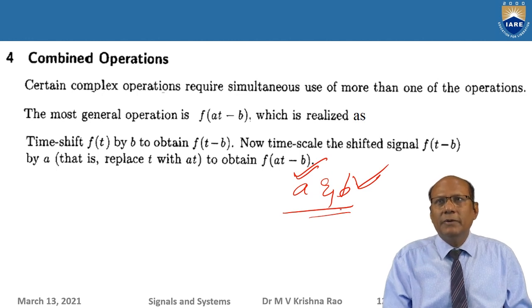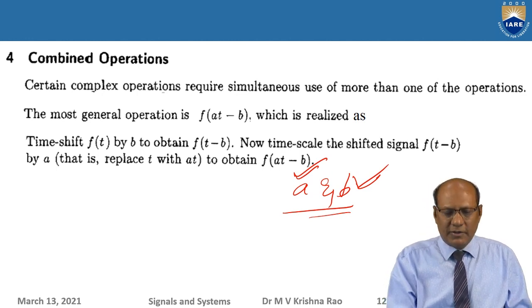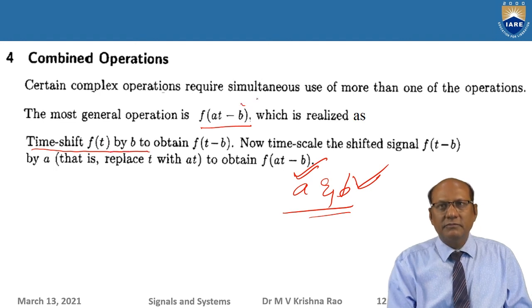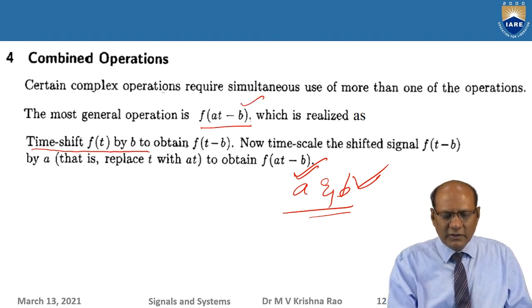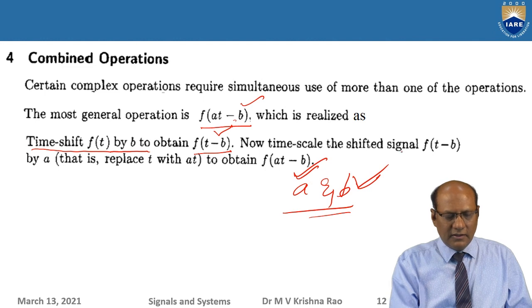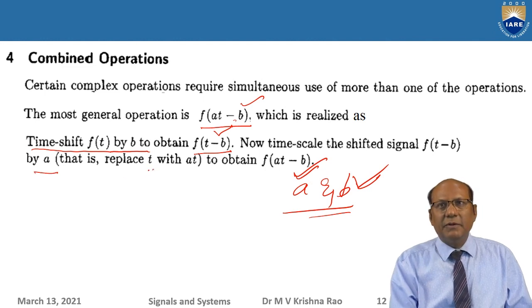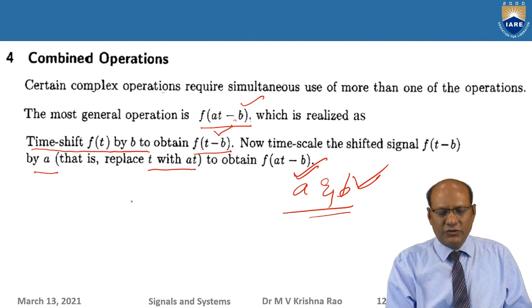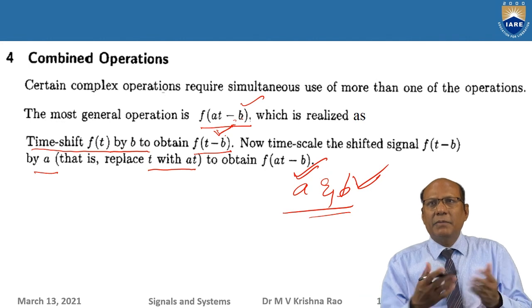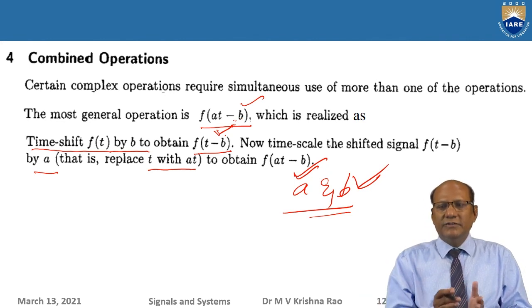In that case, what you have to do is called the complex operation. The most general operation is this. As I explained, first time shift f of t by b. There are different ways. One way is to shift first. Once you shift, f of t becomes f of t minus b. Now time scale this signal by a. If I time scale the signal by a, t is replaced with at. Because there is no time term in b, it doesn't matter. So first do the shift operation, then apply the scaling operation, and you will automatically get the generalized operation.